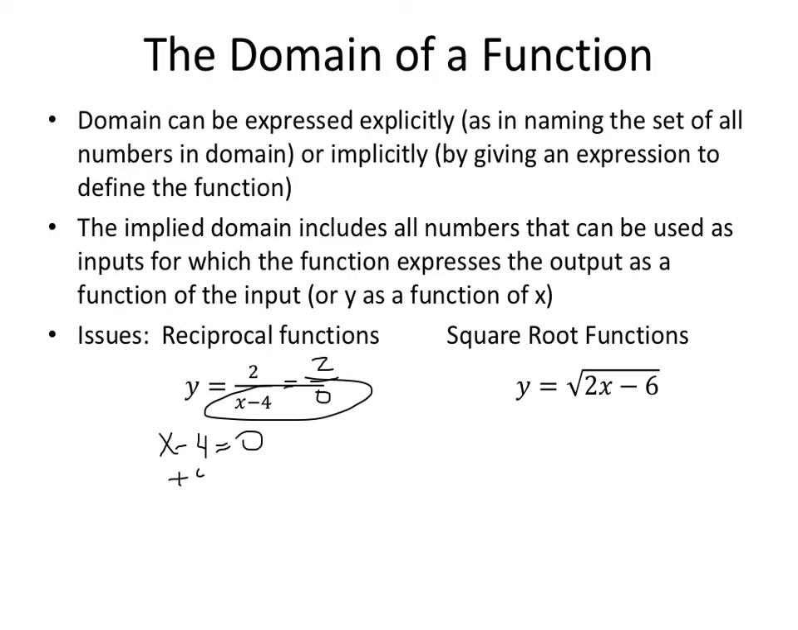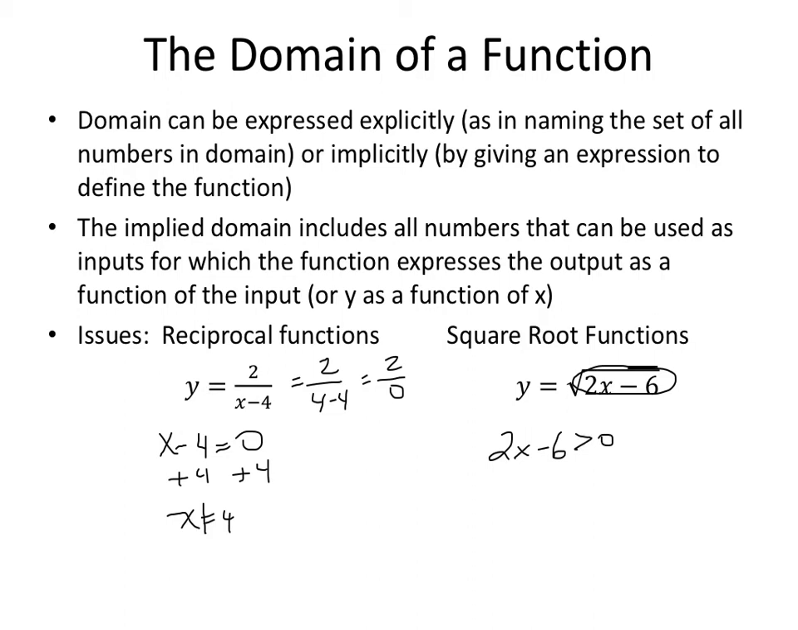Well, adding 4 to both sides, I could see that if x equaled 4, then this bottom would equal 0, right? We can see that by saying 2 over 4 minus 4 is 2 over 0. So that number cannot be in our domain. Otherwise, y is not a function of x. So x cannot equal 4. Now, for square root functions, we have to say what causes what's under that square root to be greater than 0.